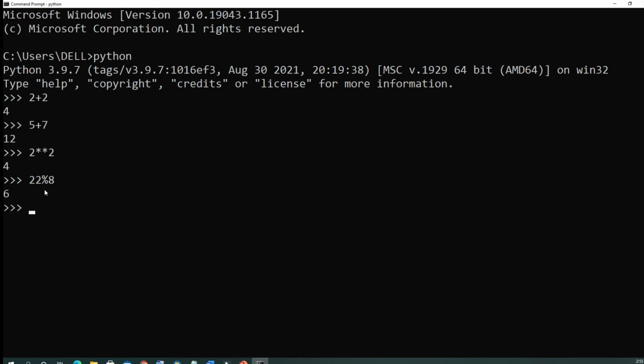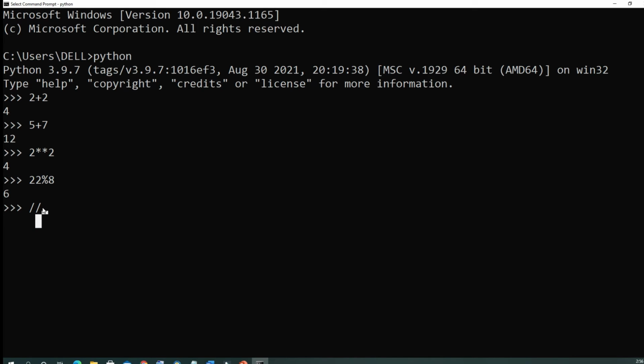It remains what? 6. So the remainder. Okay, that's the modulo. Okay, let's talk about the integer division. We use the double slash, sorry, backward or forward? Yeah, we use the double slash for the integer division. So this thing you are seeing here is the integer division.